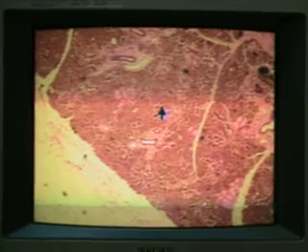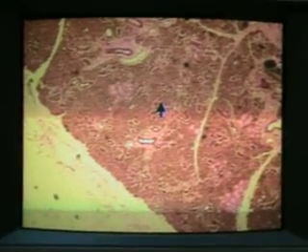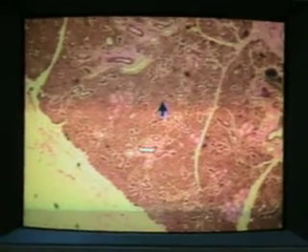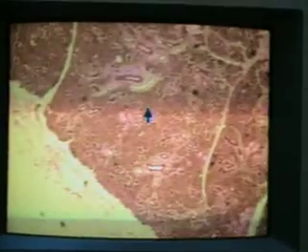Okay, this is the submandibular gland. This is at the lowest power, and that's a good place to start when you're getting ready to look at tissue, to get a sense of the whole structure of it. You can see the lobes and the lobules are pretty clear on there, but one of the things that strikes you is that there are certain cell types.